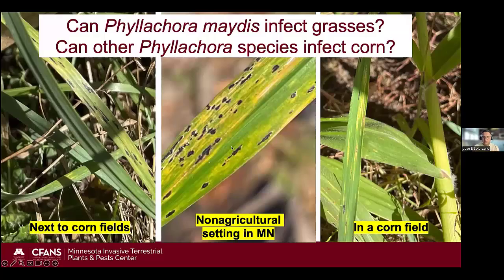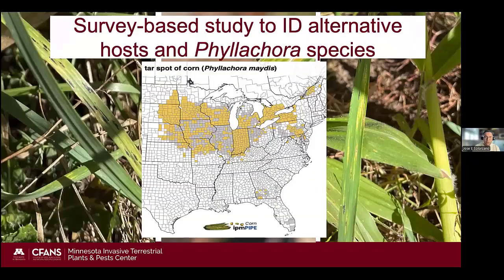So to answer these questions, we are conducting a survey-based analysis to identify alternative hosts and other Phyllachora species that may be associated with corn. The study that was conducted by Brothers et al., published in 2022, was just molecular analysis. So my work here will be molecular, the first part, and we're going to conduct this sampling across the Midwest. We have different collaborators from different universities that are helping us collect the samples to capture the diversity of species that may be present or that may be affecting corn.